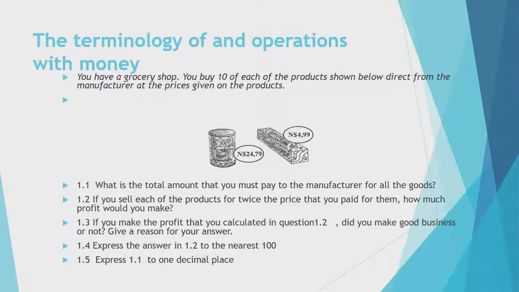If you sell each of the products for twice the price, how much are you paid? If you work out the profit calculated in 1.2 above, did you make a good business? Express the answer in 1.2 to the nearest 100. Express this to 1 decimal place.